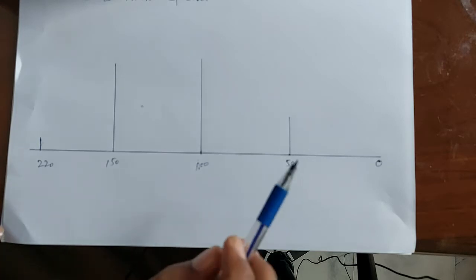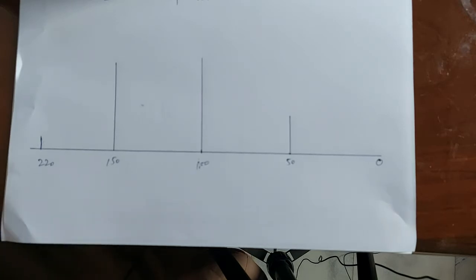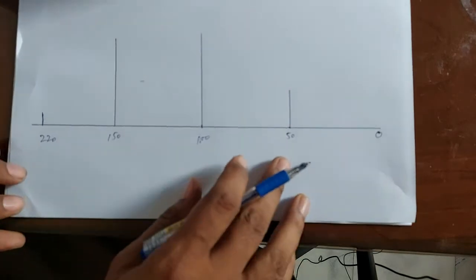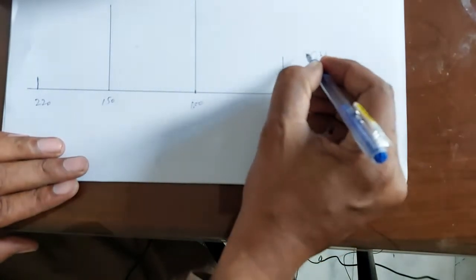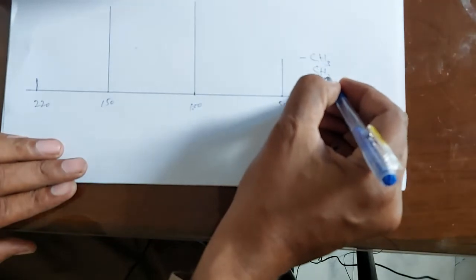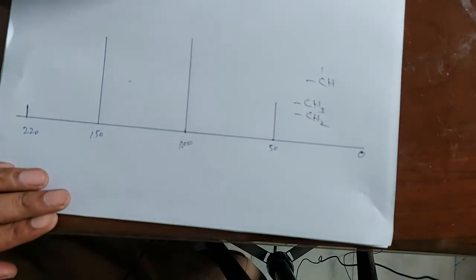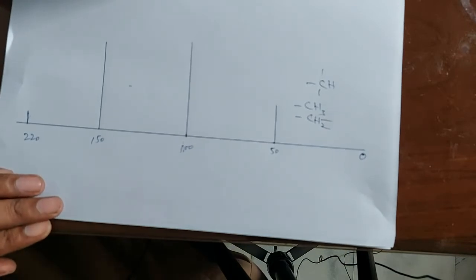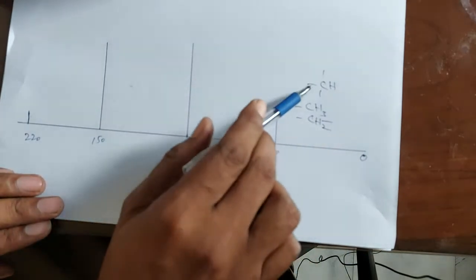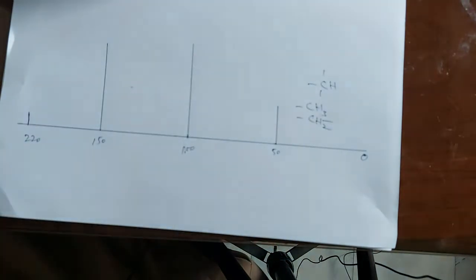First of all, you see here, I have drawn 0 to 50, 50 to 100, 100 to 150 and 150 to 220. These I have written here as ranges. From 0 to 50 will be CH3, and the CH2 or CH peaks will also appear in this range. So 0 to 50 is the area of the peaks of CH, CH3 and CH2 carbons.